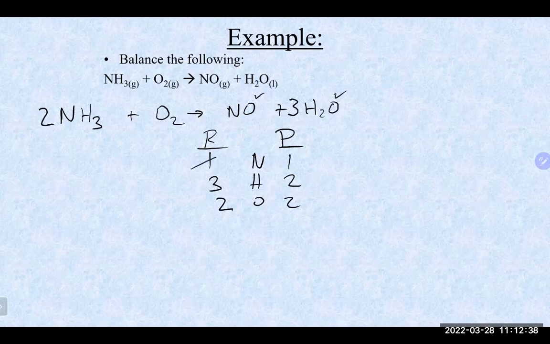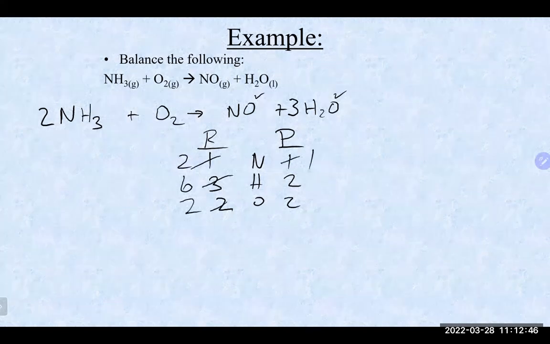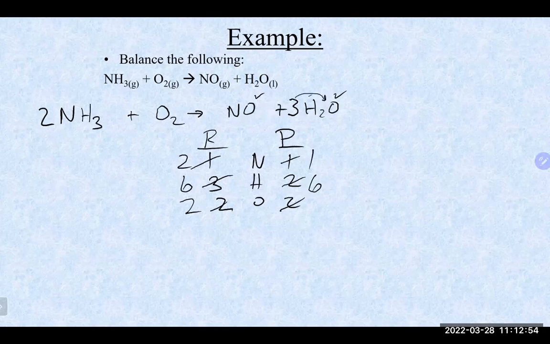That is going to give me 2 nitrogens, 6 hydrogens, and 2 oxygens. Right-hand side, 1 nitrogen, 6 hydrogens, and oxygen 1 in the first one and also 3 in the second, which gets me 4. At this point, probably nitrogen would be the next easiest thing to fix.